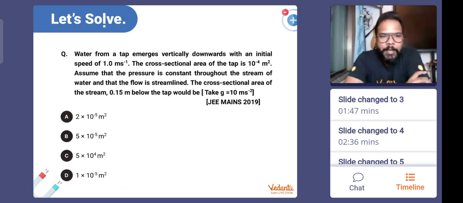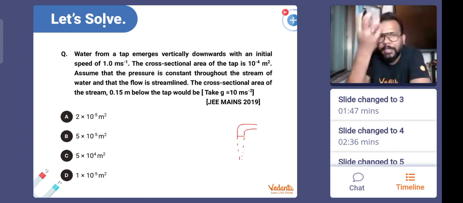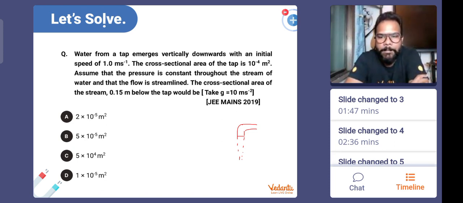Okay. So everyone, the question says the water from a water tap emerges vertically downward. So you have a tap from which the water is coming down. Have you guys ever noticed that when the water comes down from a tap, as it moves down, its stream becomes thinner and thinner and thinner? Do you guys know that? You have noticed it, right?